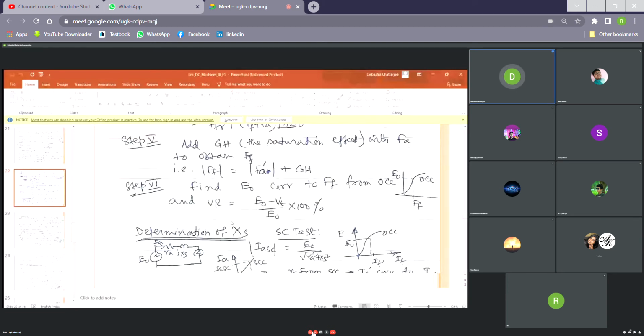Now out of the two, RA is quite insignificant, as I was telling repeatedly, because the ratio of XS to RA is very large. While calculating the voltage regulation, the effect of RA does not matter much. XS is the major factor, so XS determination is our major concern. Otherwise, determining the armature resistance is very easy.